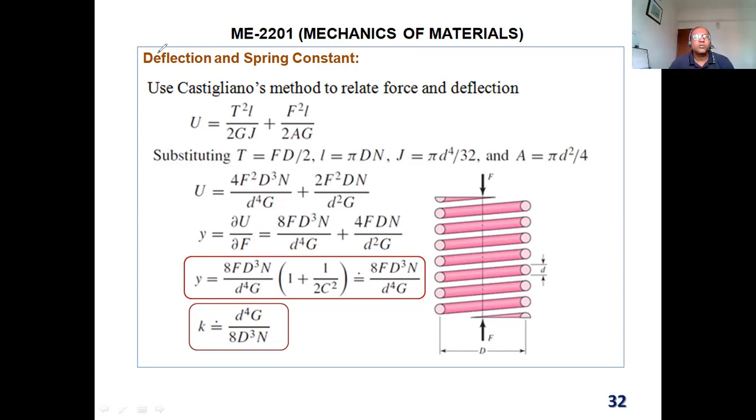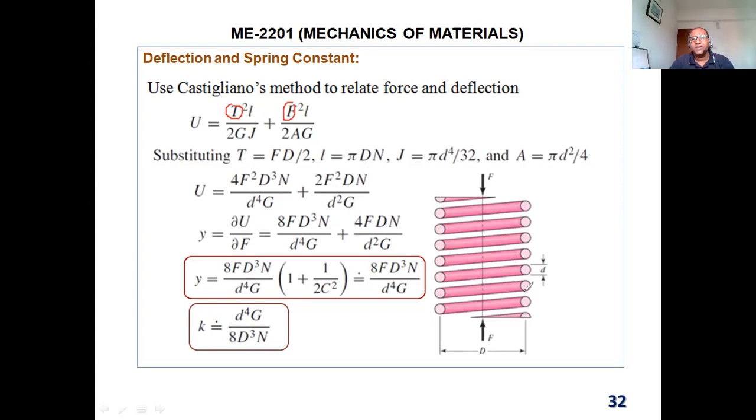So to figure out the deflection and spring constant, they use the Castigliano method. What they did is a U. What is the U actually? U is the strain energy. You know, in the spring, we know two forces work. Only one is shear force, the other one is torque. So you see, this is the L.